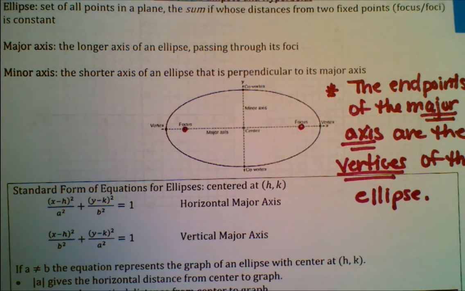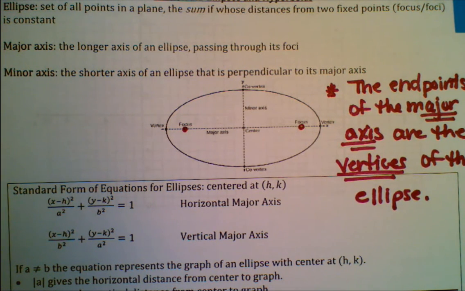All right, so let's look at an ellipse. It's a set of all points in a plane, the sum of whose distances from two fixed points is a constant. Each fixed point is called a focus, plural foci, of the ellipse.